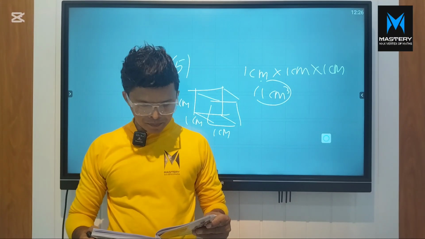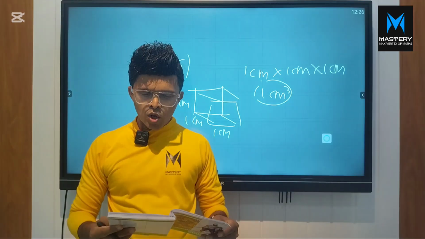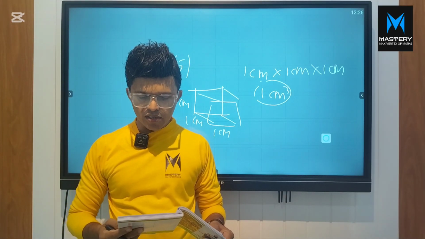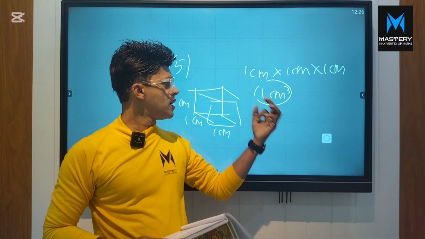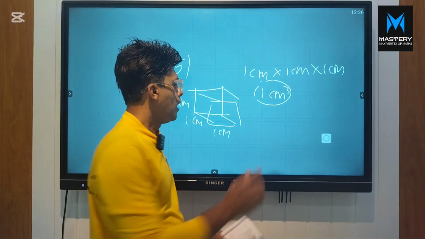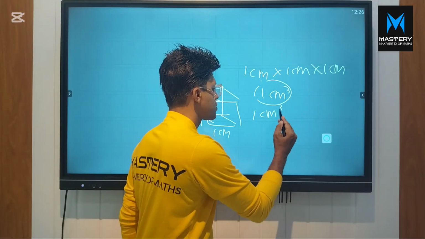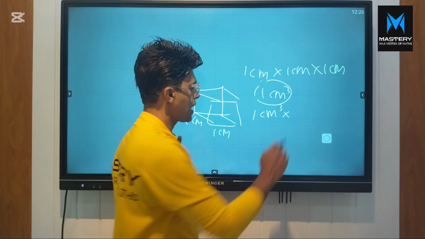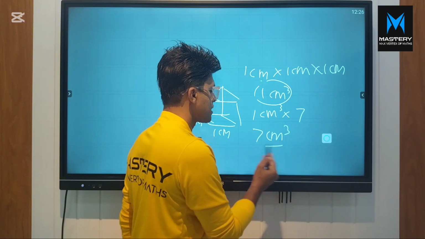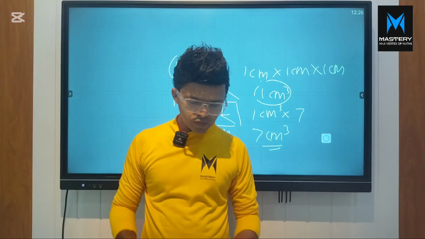According to the given figure, you could see that there are 7 cubes. So the volume of 1 cube is 1 cubic centimeter. So the volume of 7 cubes can be taken as this value times 7. So 7 cubic centimeters. This is the volume.